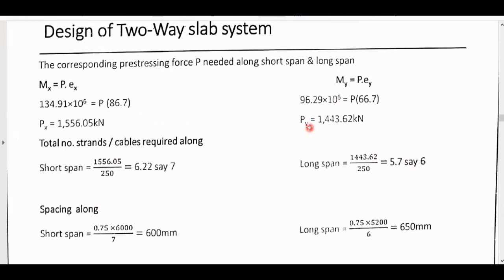We have the total Px value as 1556.05 kilonewton. So this divided by 250, that is the strength of a single cable or strand. 250 is the strength of one cable. So this is the total force and this is the strength of one strand. Then it will give us the number of strands.